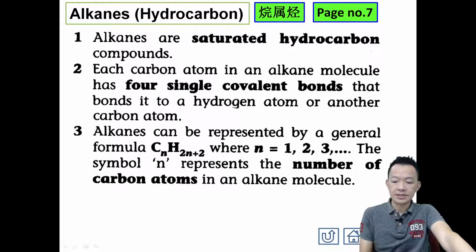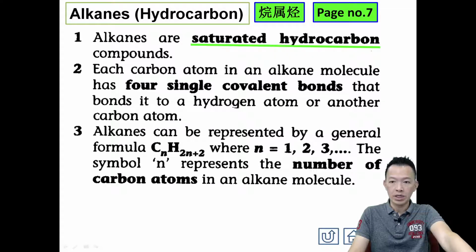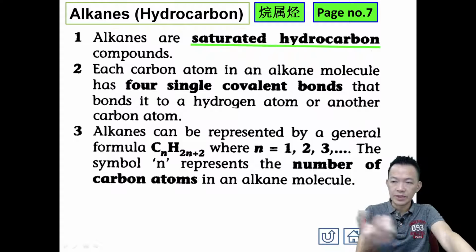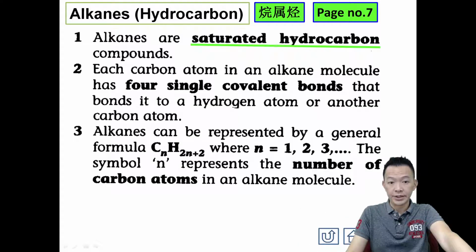It just made up of hydrogen and carbon only. And alkane actually is a type of saturated hydrocarbon. Highlight saturated hydrocarbon. 饱和的 hydrocarbon. Why saturated? You cannot add any hydrogen atom into the molecule. 不能加 hydrogen atom into the molecule.